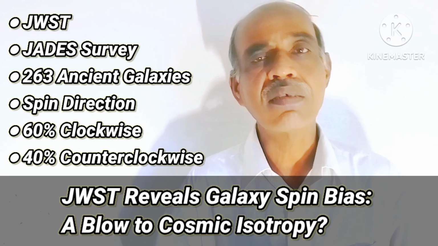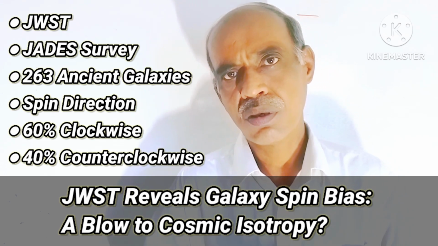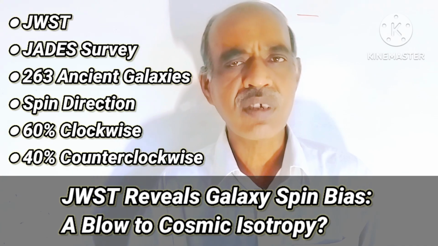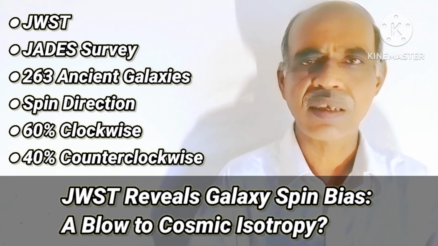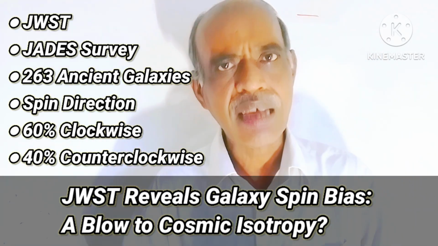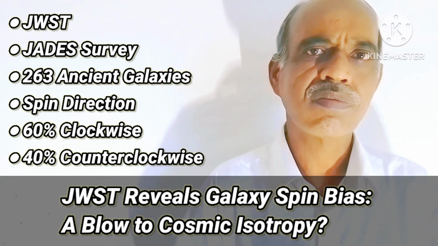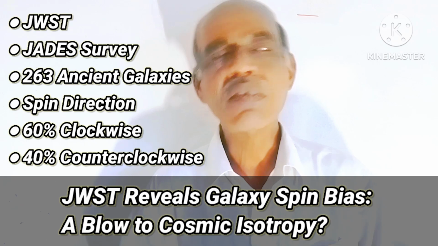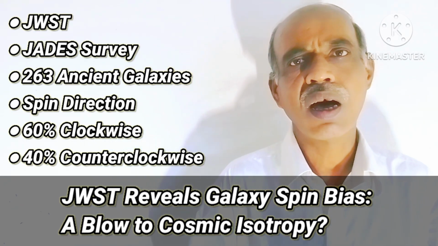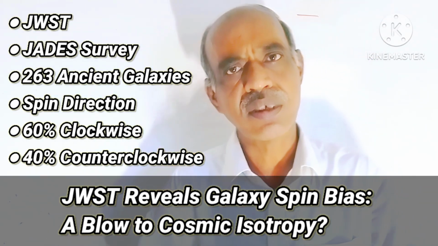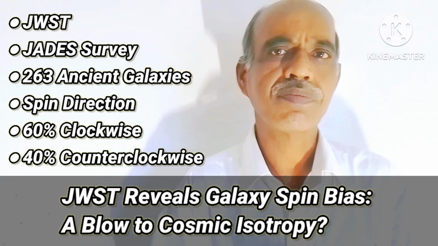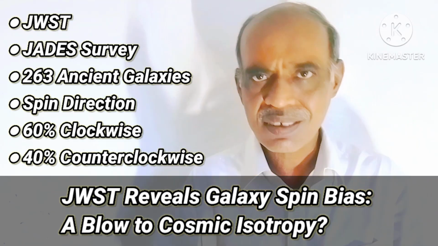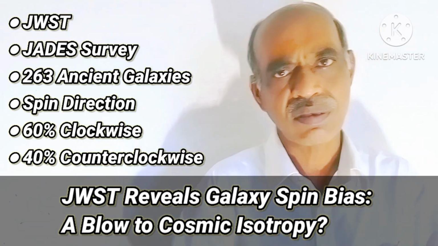So what is the reason behind this? Many interpretations are there. The first interpretation is that our universe has a directional preference. That means our universe is actually asymmetric. It actually violates the cosmological principle. So this is one interpretation: our universe is asymmetric and has a directional preference.